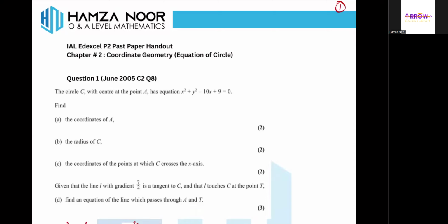So first of all, we have handout question number 1, which is June 2005 C2 question number 8. The question says that the circle C with center at the point A has equation x square plus y square minus 10x plus 9 is equal to 0. This is basically the expanded form of the equation of the circle. The requirement of part A is to find the coordinates of A. We need to find the center of the circle.